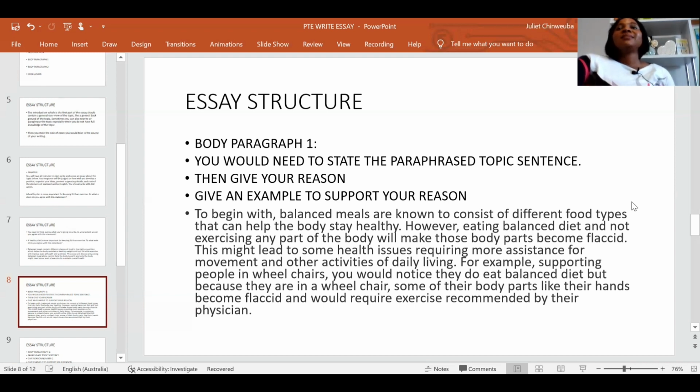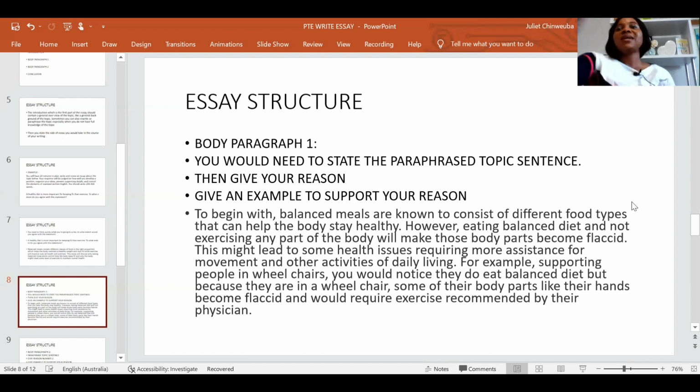Now, look at it. You need to state the paraphrased topic sentence, or the one you have rewritten. So this is how I started it. This was what I rephrased, then I gave my reason. This is my reason, and then I give an example to further buttress my reason.